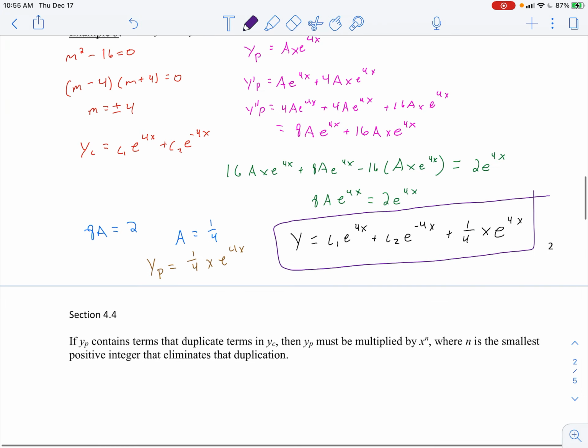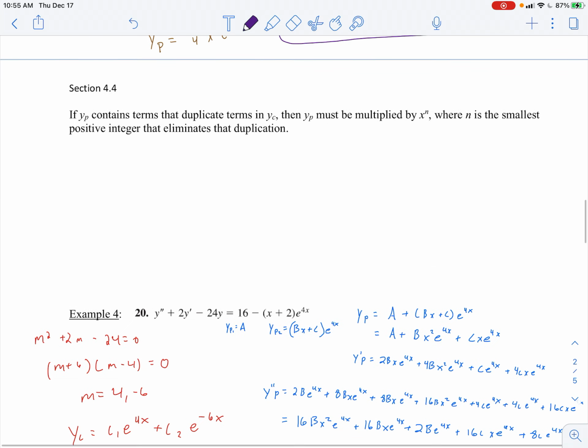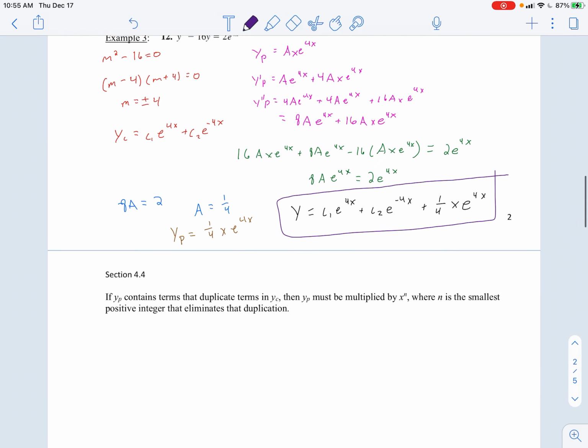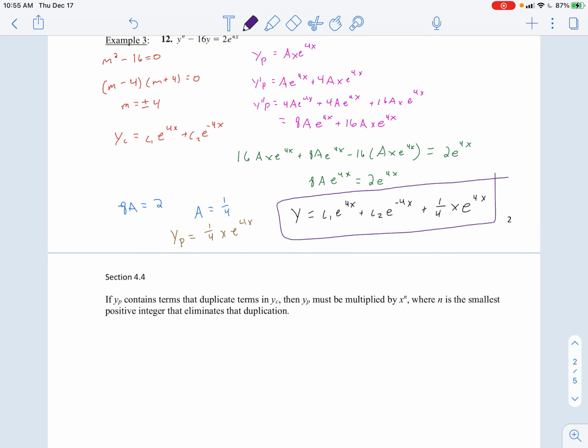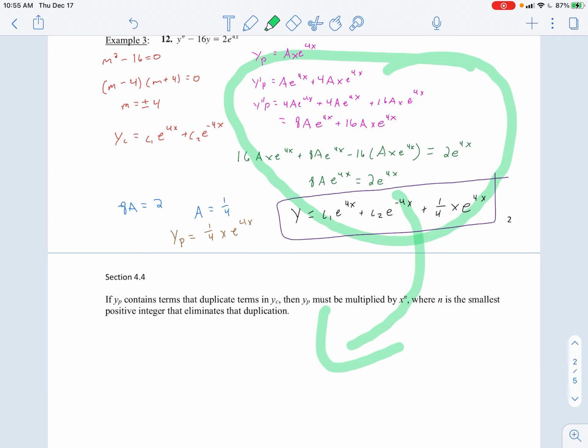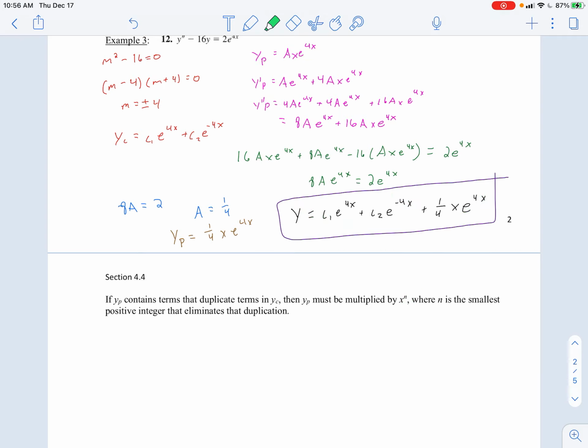All right, so if y sub p contains terms that duplicate terms in y sub c, then y sub p must be multiplied by x to the n, where n is the smallest positive integer that eliminates that duplication. Okay? So it leaves this here because really I think I was supposed to do all of this part down there, but I didn't. So I'm just going to give you another example.